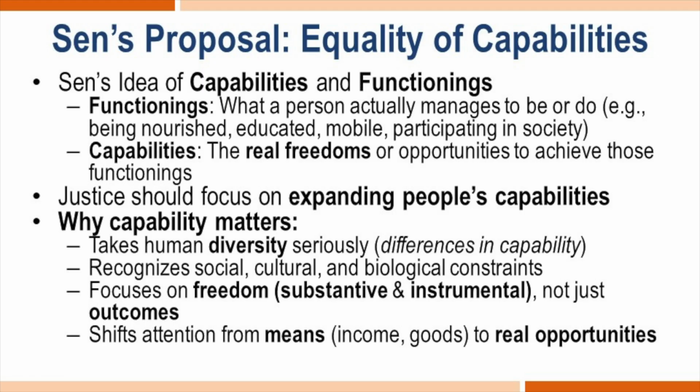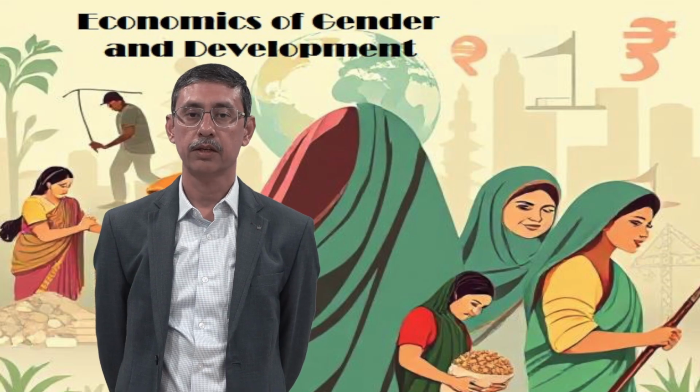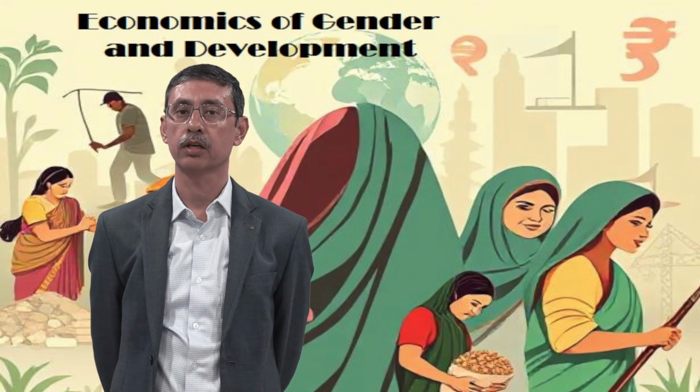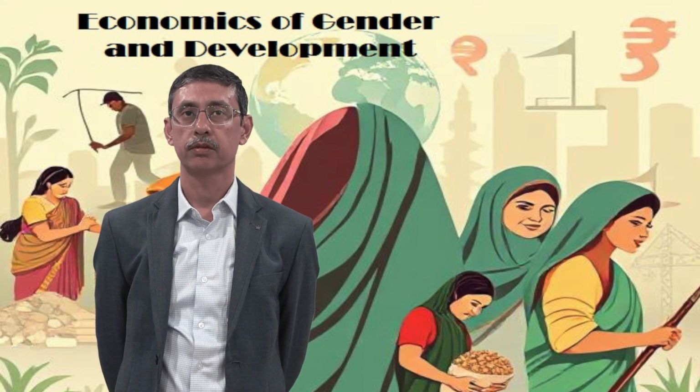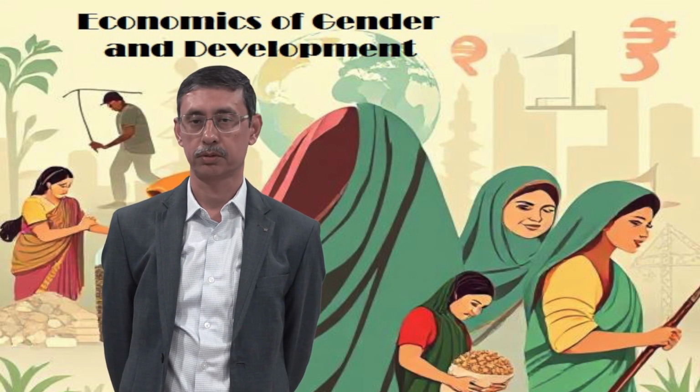Why does capability matter? Sen says that it takes human diversity very seriously, and people differ in their sets of capabilities. It recognizes the social, cultural, and biological constraints. It focuses on freedom, because the set of different functionings itself represents the actual freedom and choice over those functionings. And then it means that you are shifting from the means to the real opportunities. All right. So the capability in Sen's framework is one of the most radical and most important contributions.